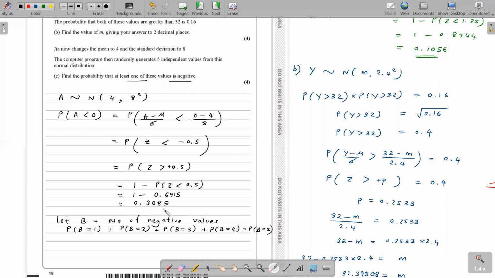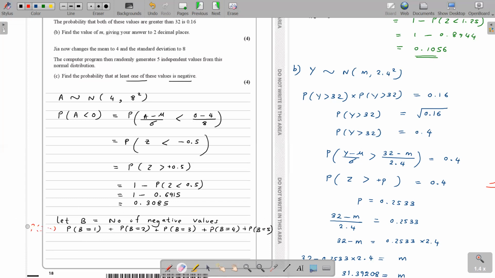Now you can see in here the only one that doesn't come is what? So when we say B is the number of negative values and we want at least one value to be negative, we need all these probabilities. So the only one that we don't use is what? The one where everyone is positive. The only probability that is not used here is B equals 0. Everything else is used. You know the total probability is 1.